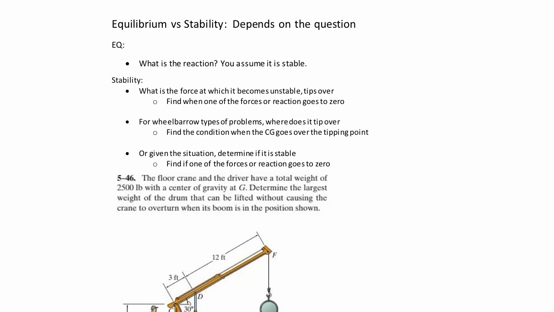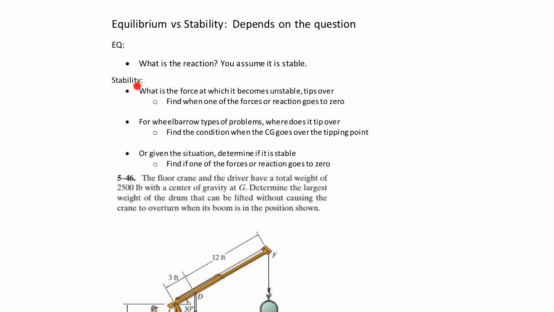Well, the next question we want to consider is equilibrium versus stability. And you may ask, is this an equilibrium problem or a stability problem? Well, it depends on the question. So if there's an equilibrium problem, something is stable, it's obviously not moving, and you may want to find out what the reaction is.